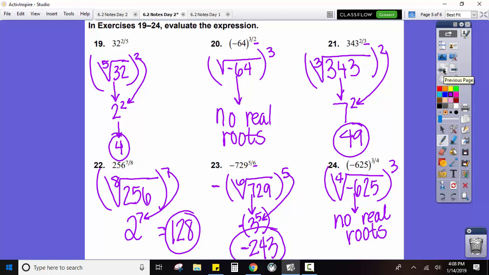And that concludes the rest of the lesson on radical and rational exponent form.